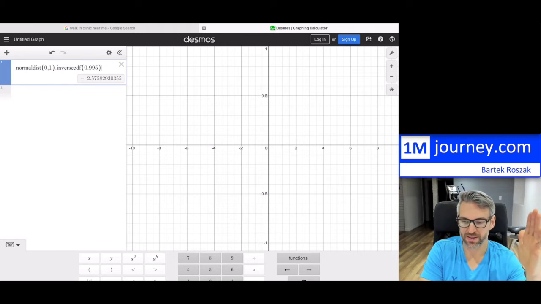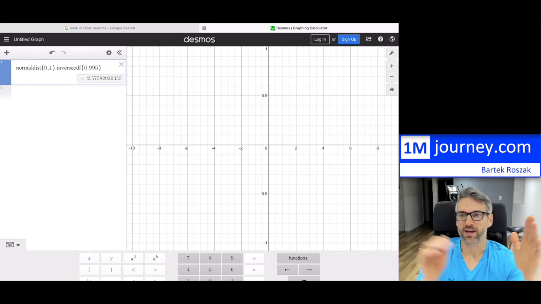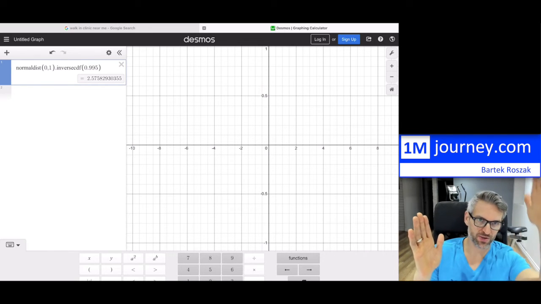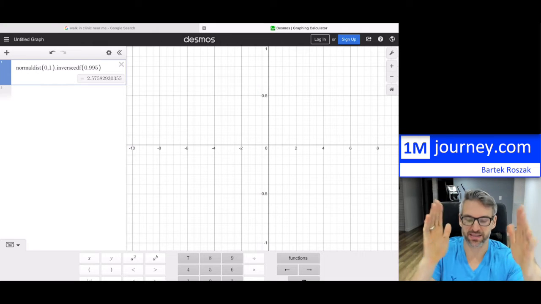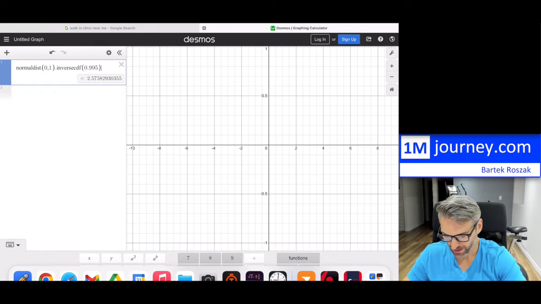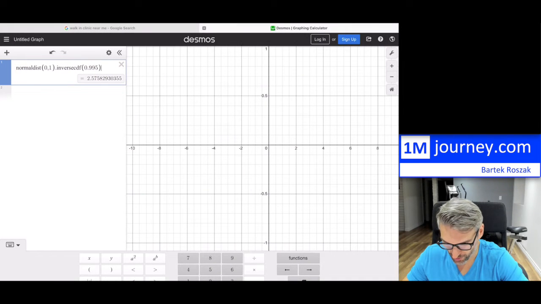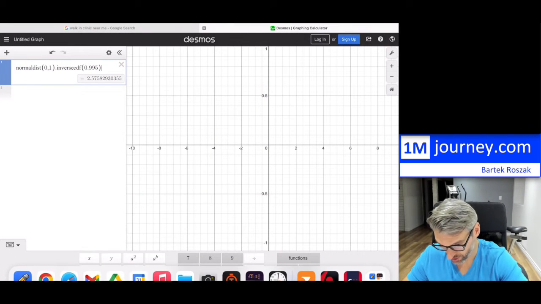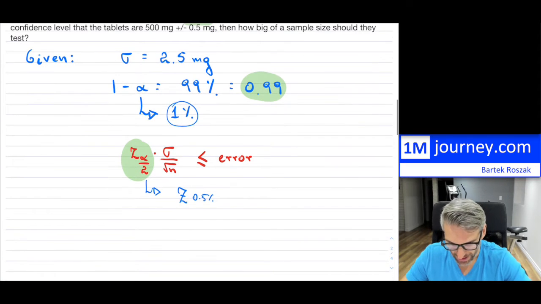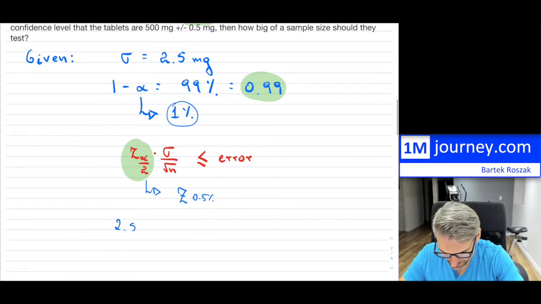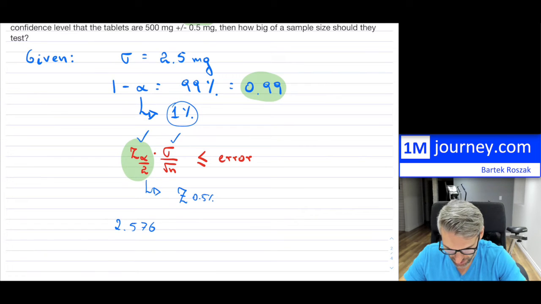So what I'm doing is I'm trying to find the normal distribution to that point. On the right-hand side, I'm finding my z-score for this. So that z-score, I'm sorry, just hold on a second, 2.576. That's right, I should know it. So that's going to be 2.576. So that's this right here. My standard deviation is 2.5 milligrams. All right, so that's what that is.